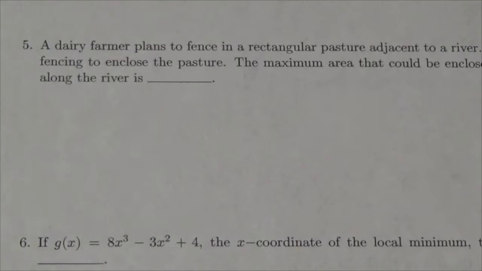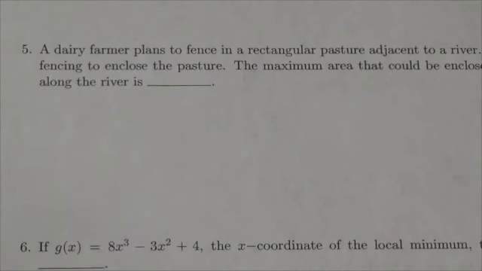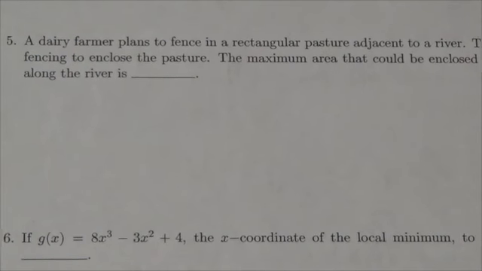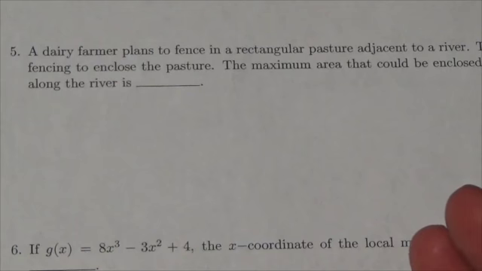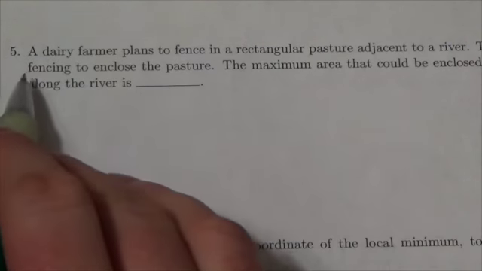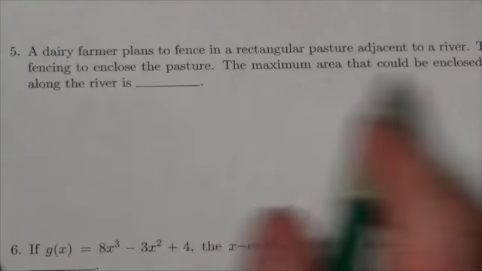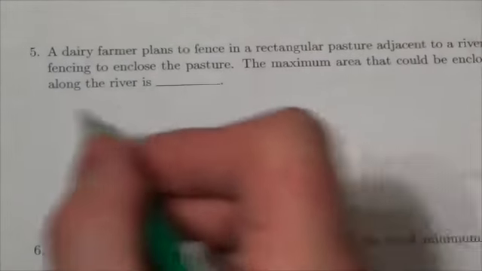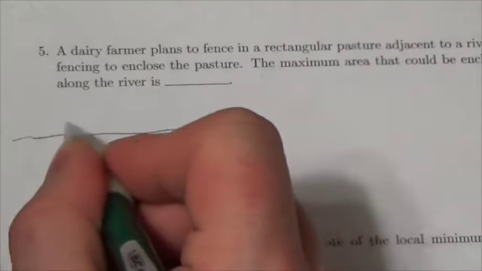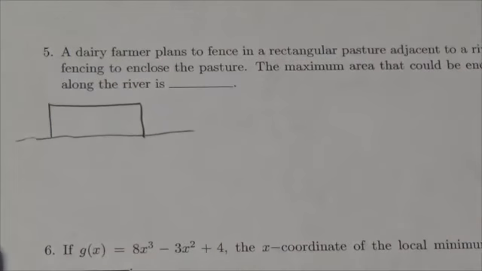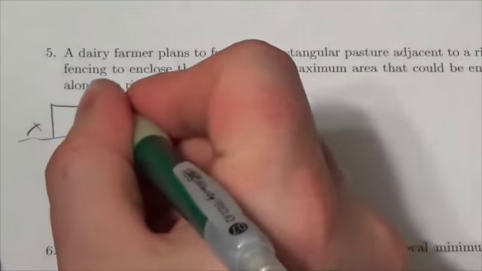All right, numeric response number 5. I hope that you're recognizing these questions from Math 20, and that you're seeing that we've got a far more efficient way of dealing with this. So a dairy farmer plans to fence in a rectangular pasture adjacent to a river. Okay, so this is just that section right here. You've got your river here, and so it's going to be this rectangular area, x, y.